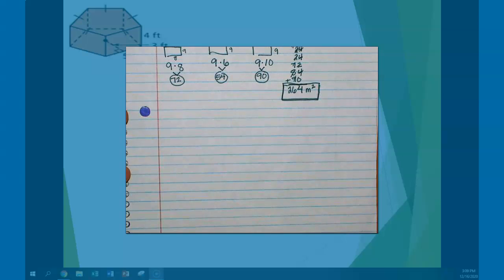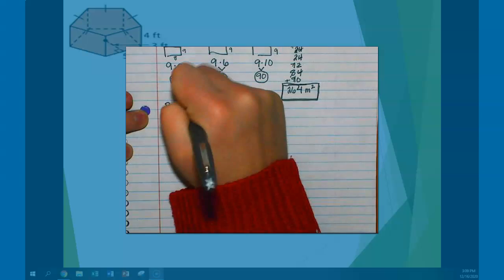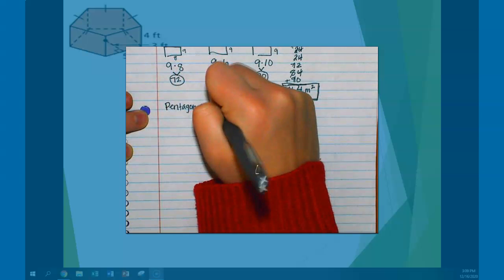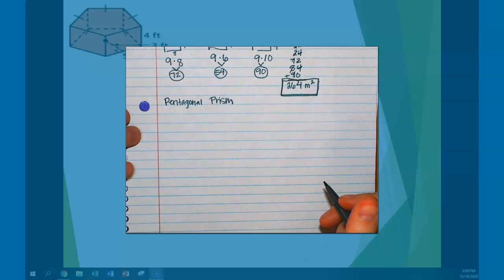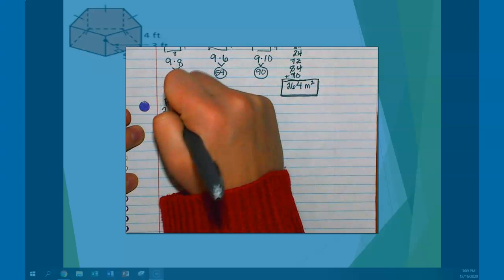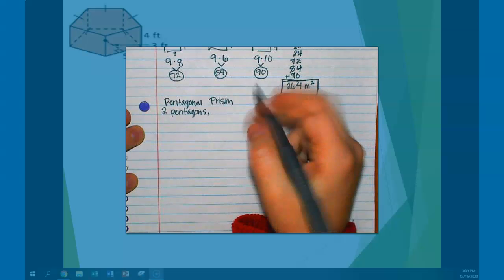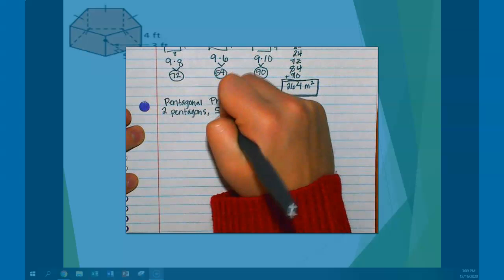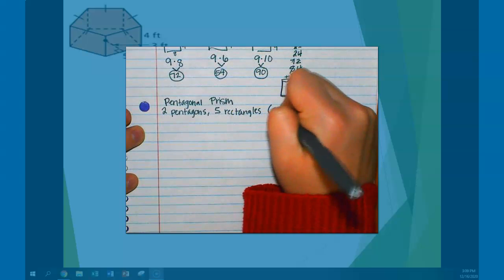So this next shape, we need to identify it. It's got 1, 2, 3, 4, 5 sides to its base, so this is a pentagonal prism. If I decomposed this pentagonal prism, I'm going to have 2 pentagons. Since it's a regular polygon, I'm going to have 5 rectangles that will all be the same.